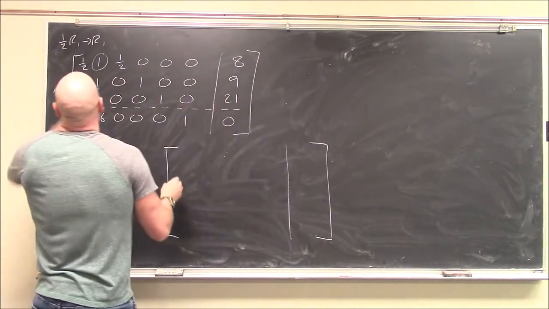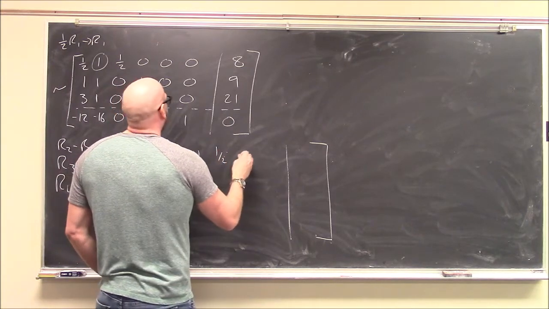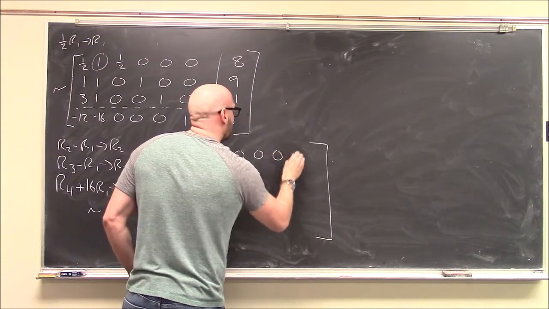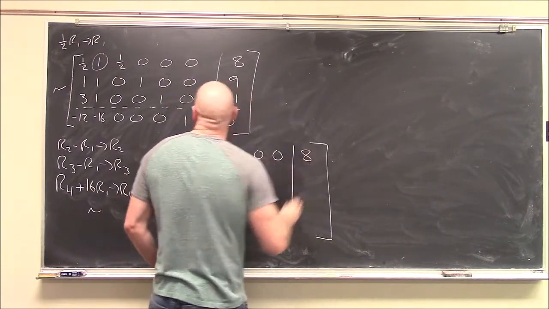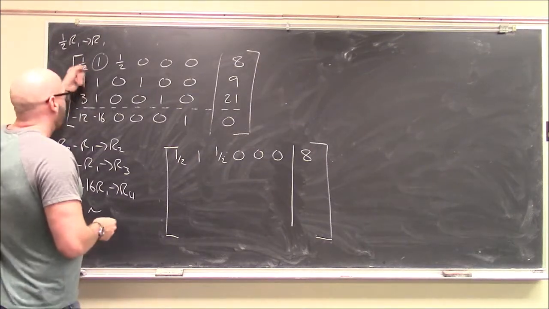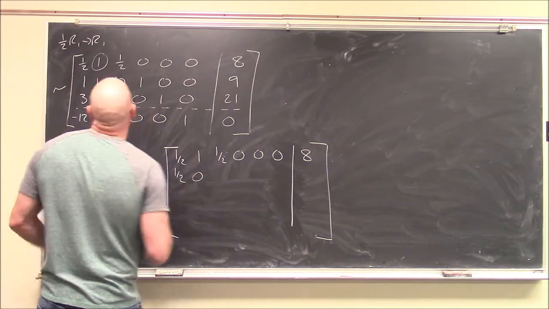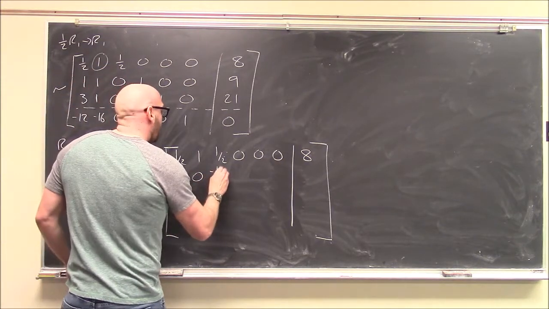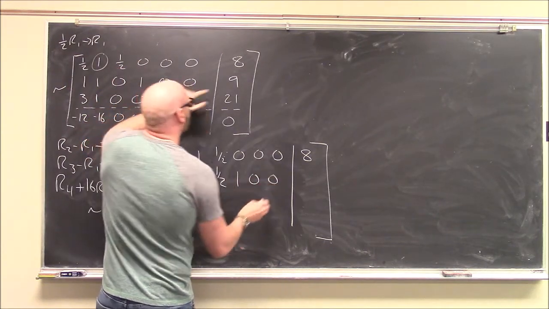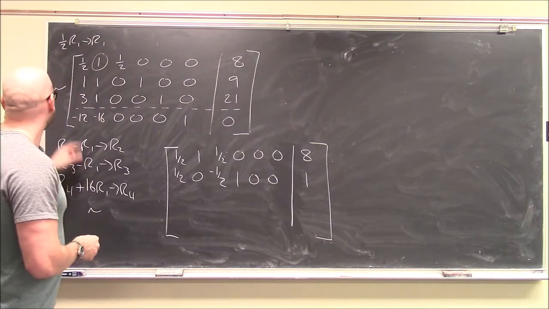So row 1, we'll copy this down really quickly. 1/2, 1, 1/2, 0, 0, 0, and 8. And now we've got row 2 minus row 1. All right, 1 minus 1/2 is 1/2. 1 minus 1 is 0. 0 minus 1/2 is minus 1/2. 1 minus 0 is 1. 0, 0, 9 minus 8 is 1. That one wasn't so bad.